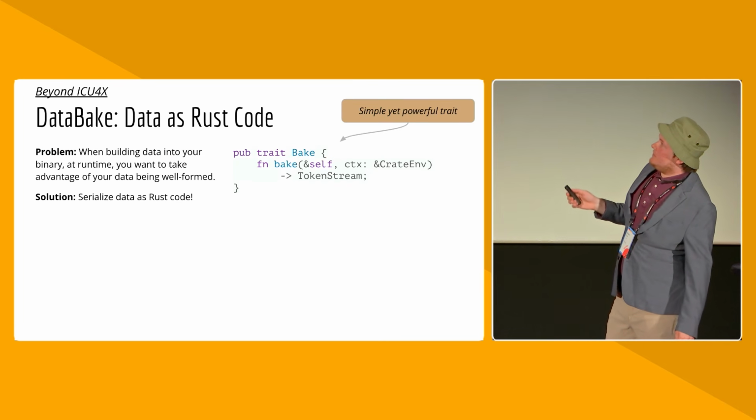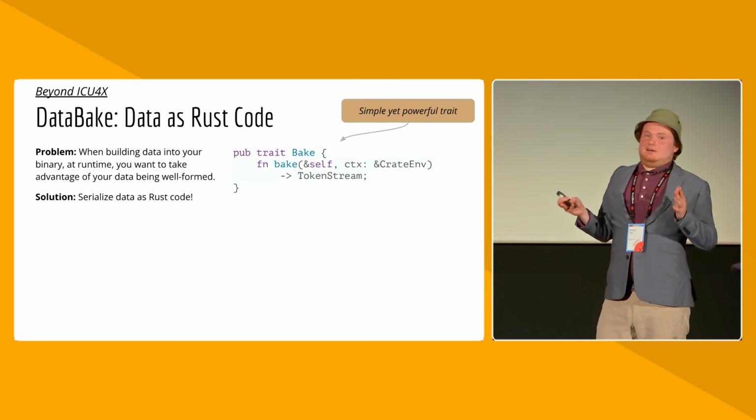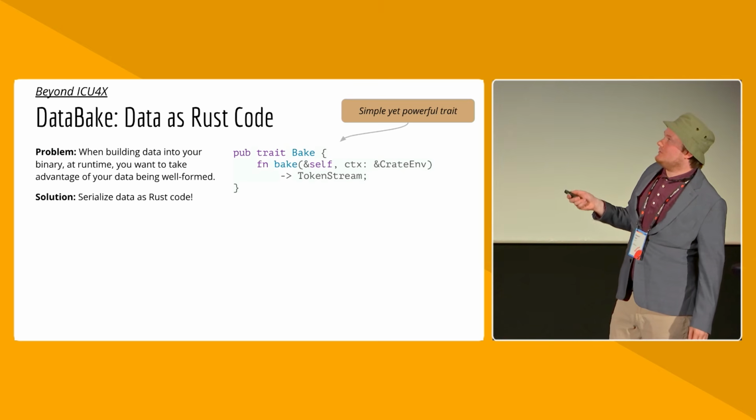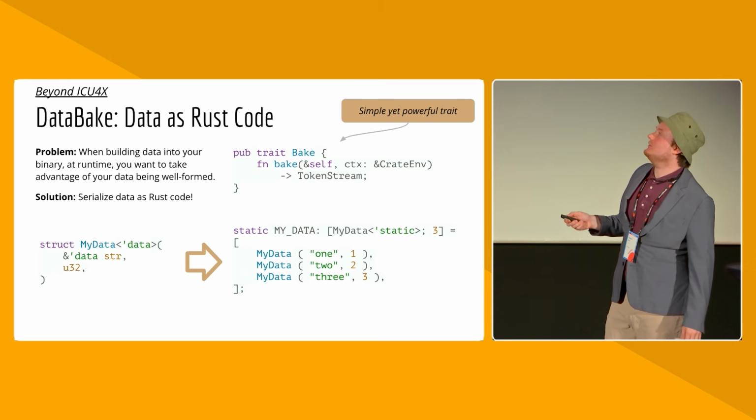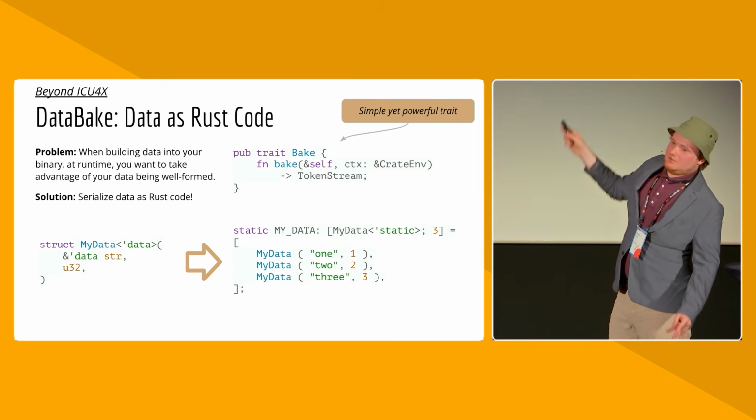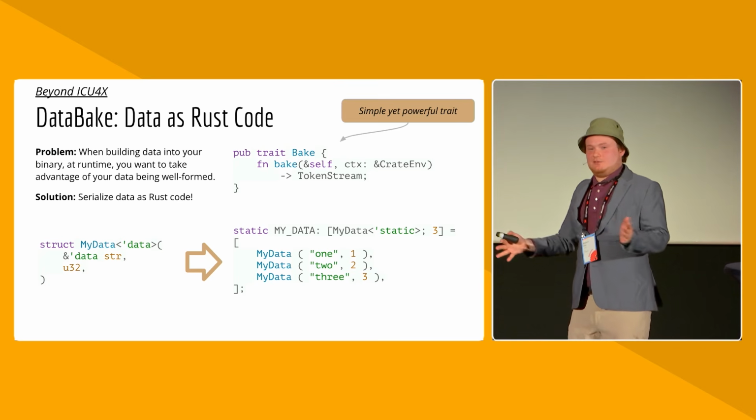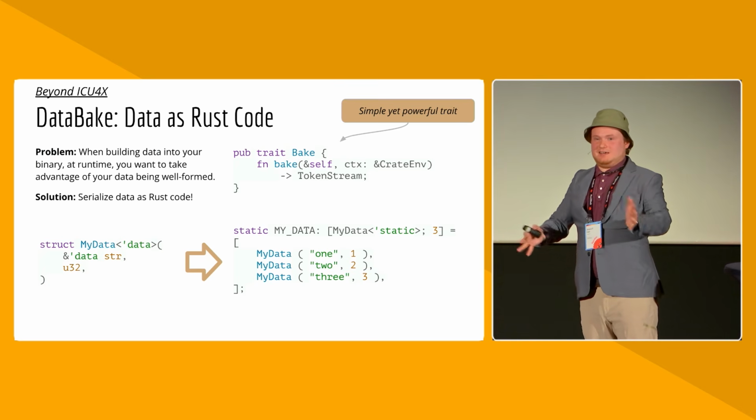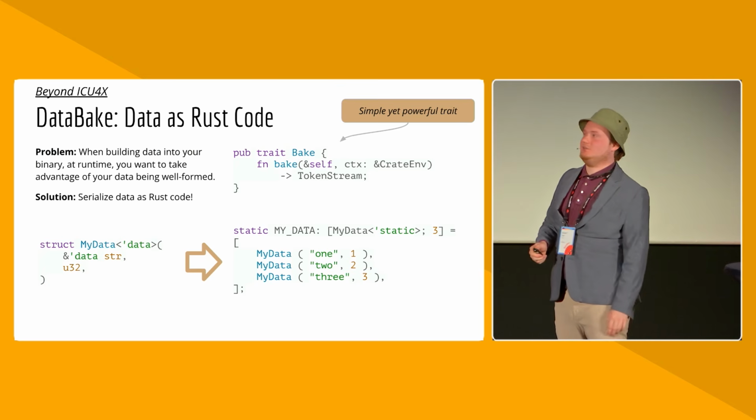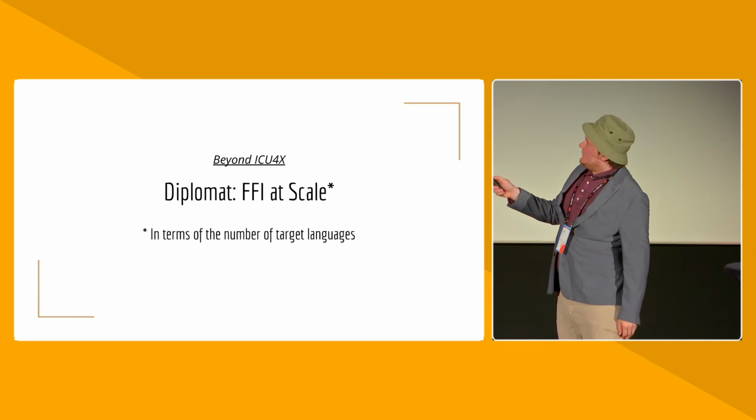Another exciting one is databake. This is a thing people ask about: how does this work? How can you achieve optimal binary size and data size? Well, you can actually serialize your data as Rust code. For example, if I have a data structure that has a string and an integer in it, we can generate Rust code. We didn't serialize it as JSON, we serialized it as Rust code, because why not? It's something we can do in Rust. Just a few more slides here.